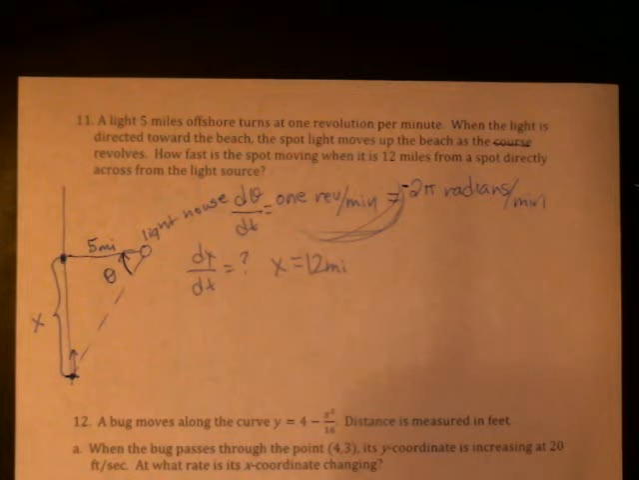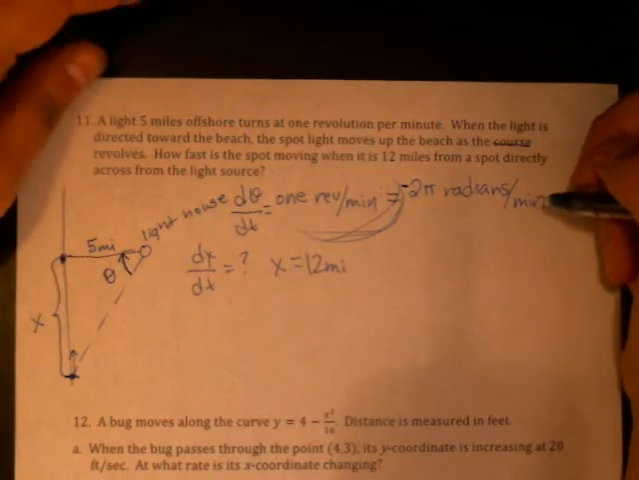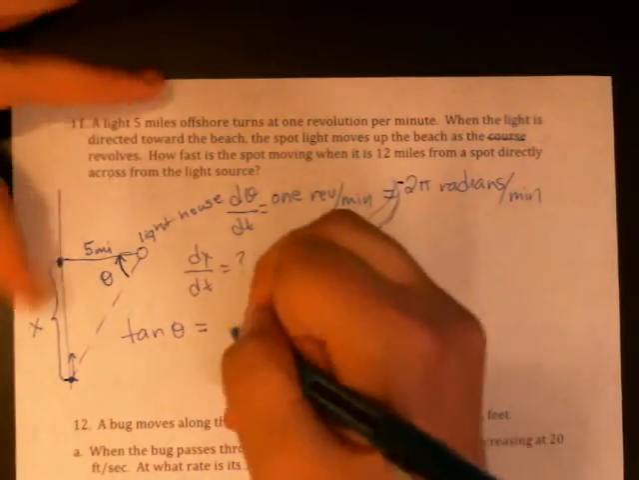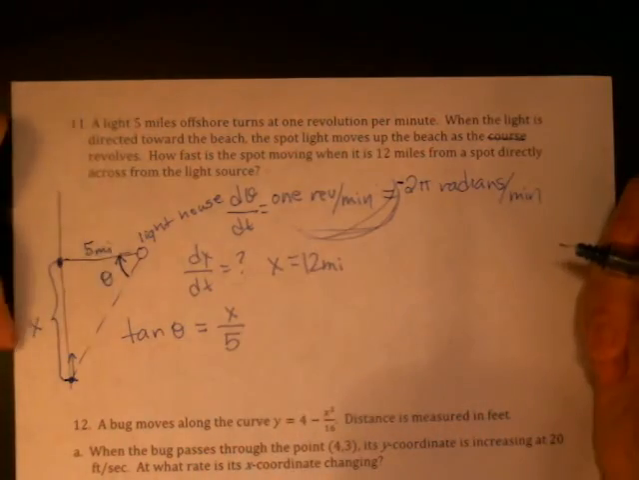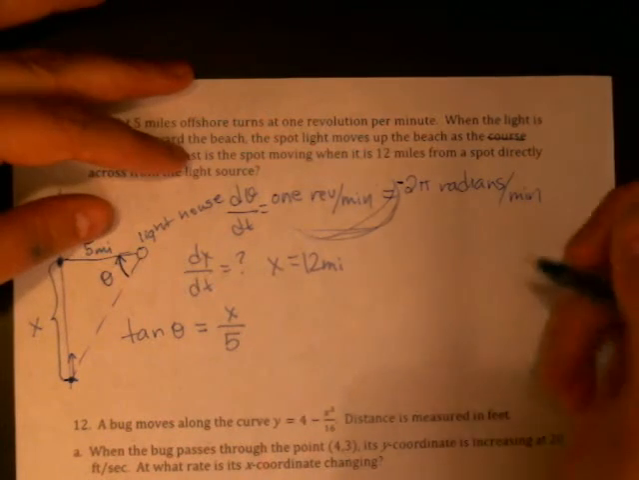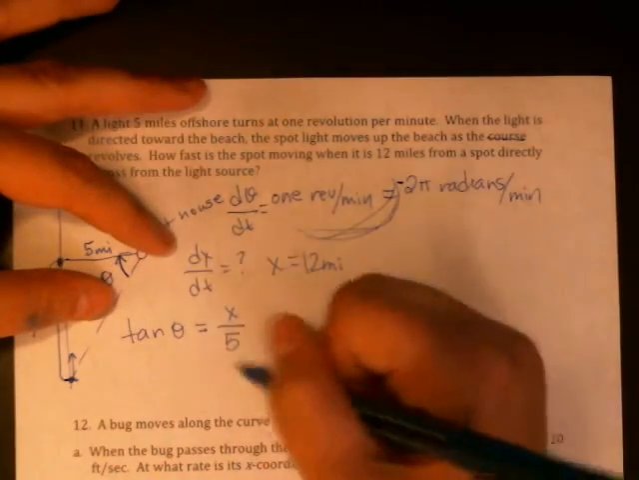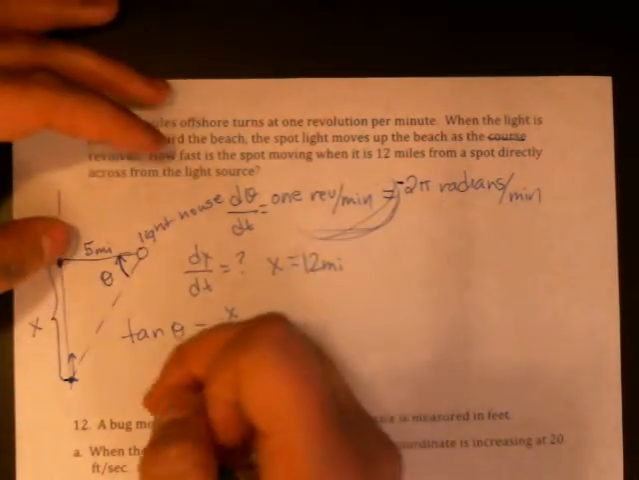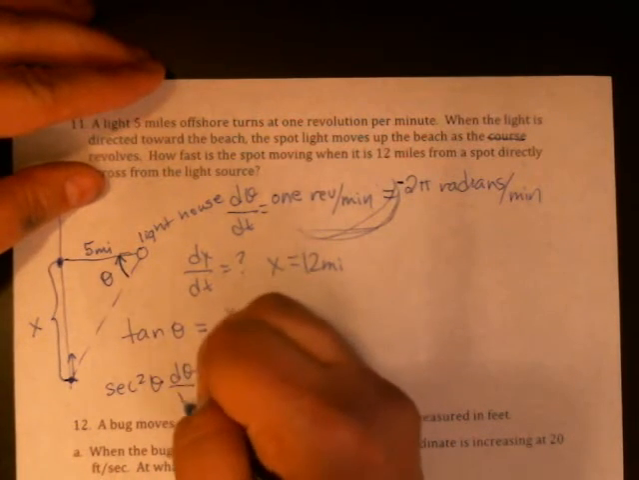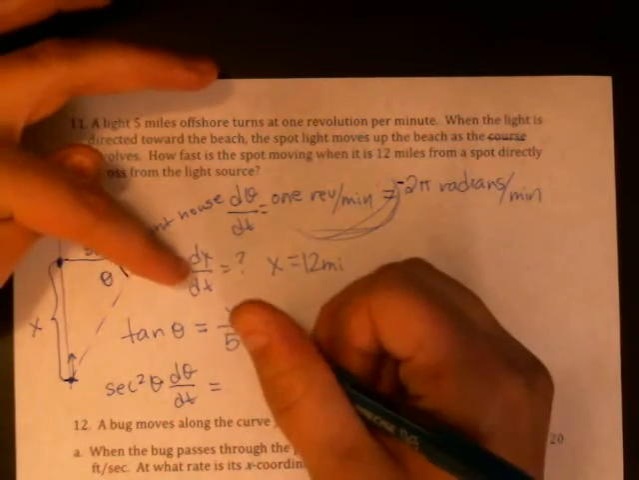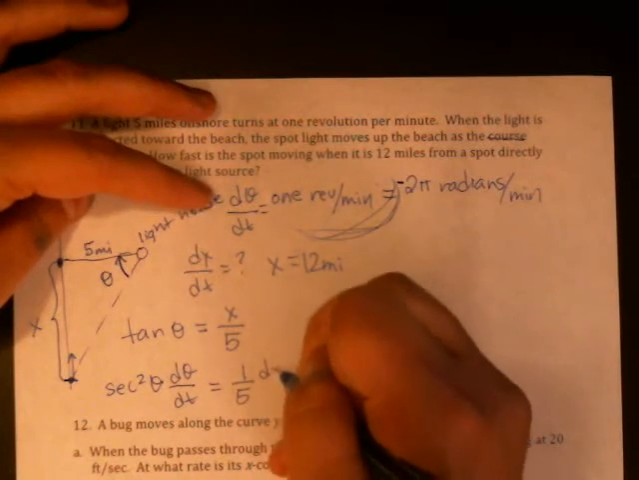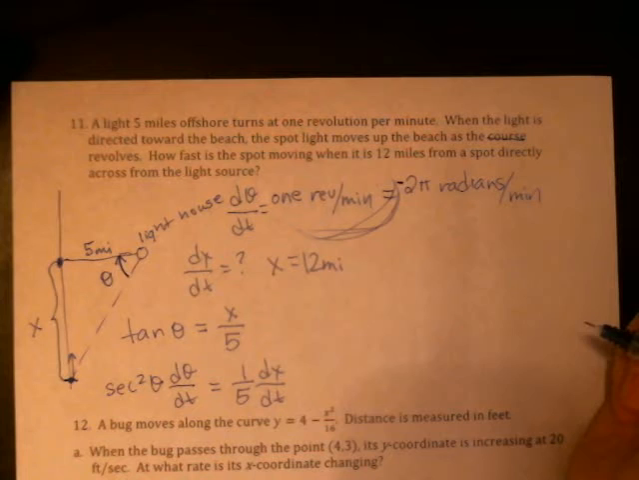This looks like another tangent to me. Let's say tangent theta is equal to x over 5, opposite over adjacent, and we're looking for dx/dt. I like this fairly well how it is; you could multiply by 5, but I'm going to do it without. The derivative of tangent theta is secant squared theta times dθ/dt, and the derivative of x over 5, which is the same as 1/5 x, is 1/5 dx/dt.